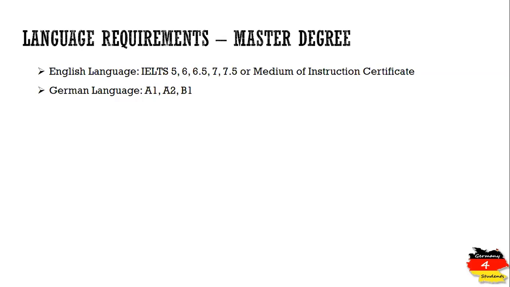Some universities ask for one A1 certificate, some ask for A2 also, like University of Applied Sciences Esslingen is asking for A2. Rosenheim University of Applied Sciences is asking for A2. B1 is asked by Aachen, for example, and A1 is also asked by multiple universities. So you have to check really which university you are applying to and whether they require it or not, and if they require it, which level they are asking for.